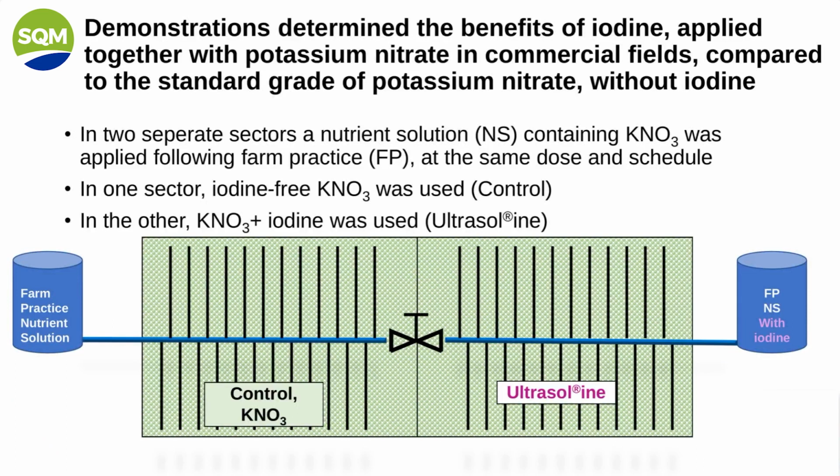In the control sector, the farmer used his normal practice, so we did not ask him to change anything, but the practice did need to contain, of course, potassium nitrate. In the other sector, we asked to keep the planting date, the crop management, the cultivar, and all these aspects the same, but only substitute the potassium nitrate that was used in the control with Ultrasaline. So both were applied on the same days, at the same dose, at the same timing. And the only difference between the sectors was the presence of iodine in a micromolar concentration in the nutrient solution.